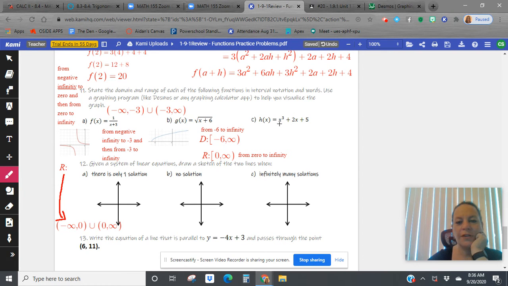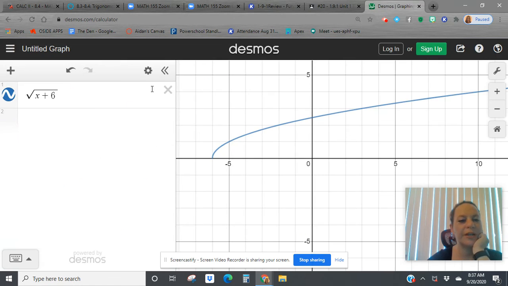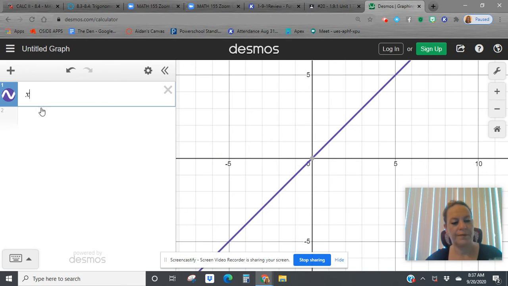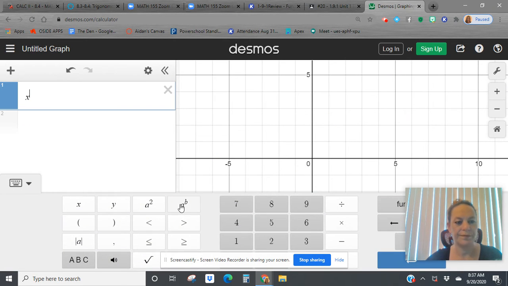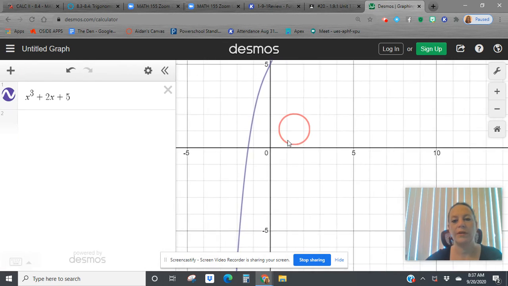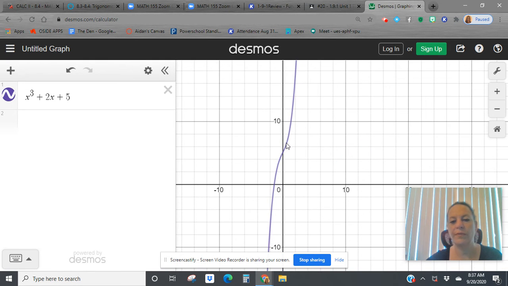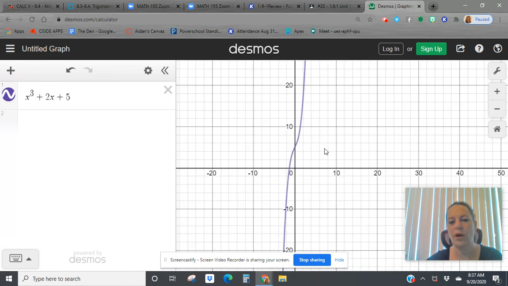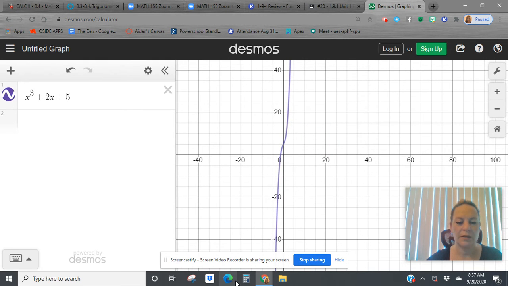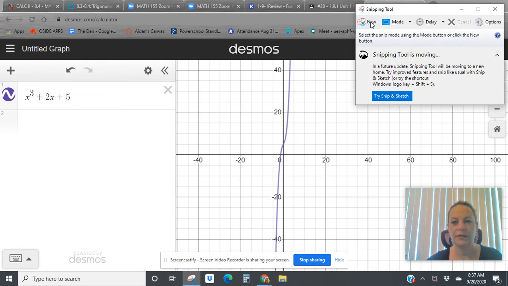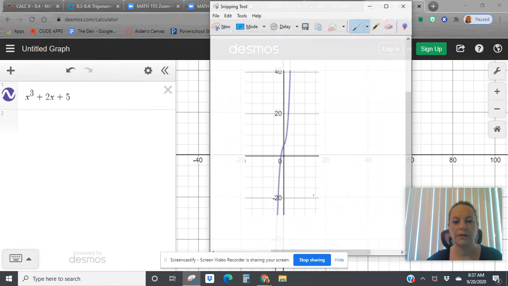All right, so over here on the last one, let's go graph this cubic function. It's got a power of 3, so it's cubed. So I'm going to go put this into Desmos, x to the third plus 2x plus 5. And here's my cubic function. Notice it goes forever up, forever down, forever left, and forever right. Even though it's going steeply, it is getting wider and wider as time goes on. So let's go take a little picture of this cubic function.